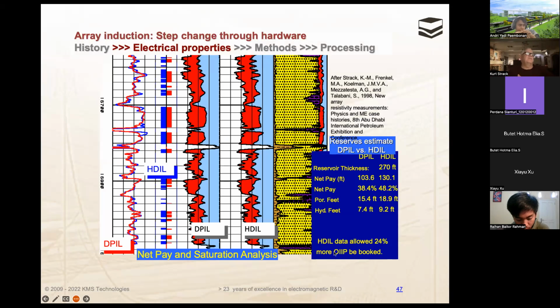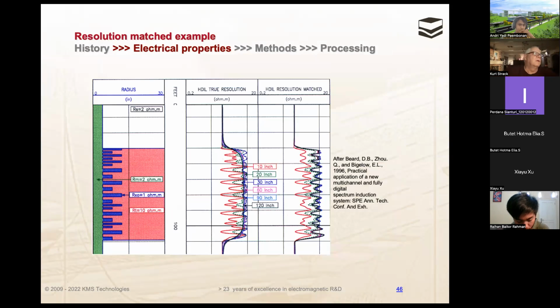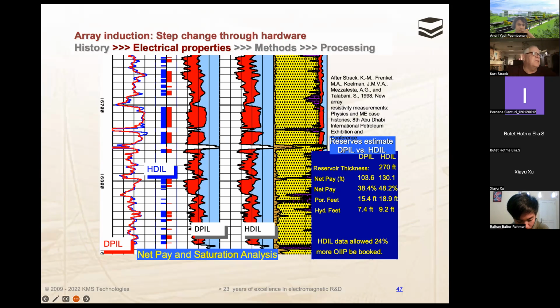How do we know that these tools work better? Here's an example for an array induction logging tool. We are comparing an old tool, the DPIL dual phase induction log, with a high definition induction log in blue. And you can see the measurements show higher resistivities. That's because of better electronics.